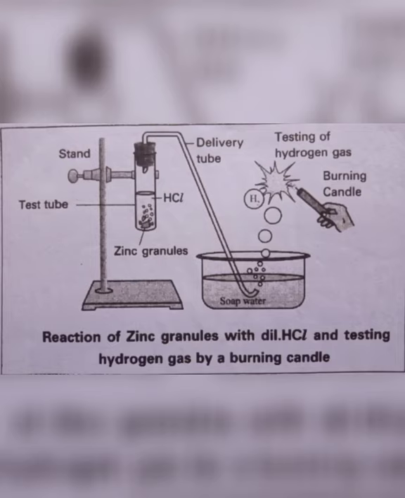Now I'll show you a picture card and based on that picture card you can arrive at a conclusion about the characteristic of acid. So observe the picture card. The picture card represents the reaction of zinc granules with dilute HCl and the gas evolved was tested using a burning candle. Dilute HCl was taken in a test tube and zinc granules were added. As you can see, the gas evolved is passed to soap water and the presence of gas evolved is tested using a burning candle. What do you observe?